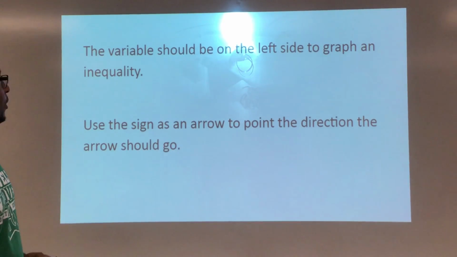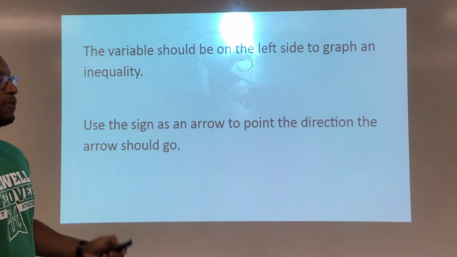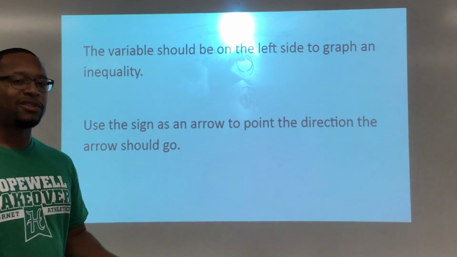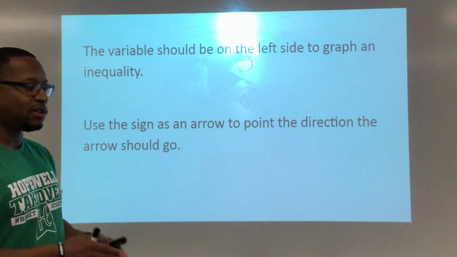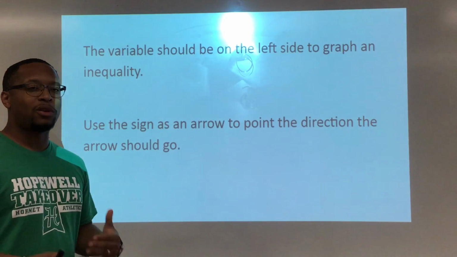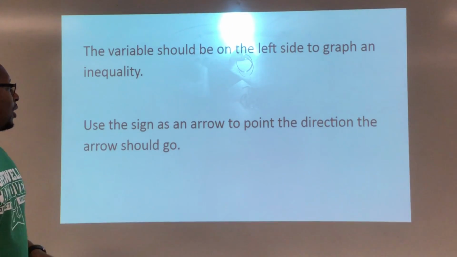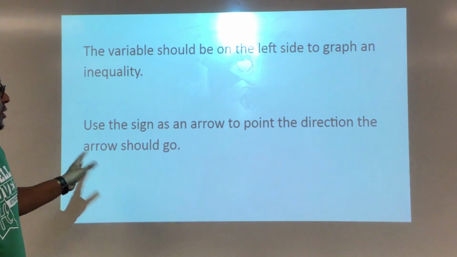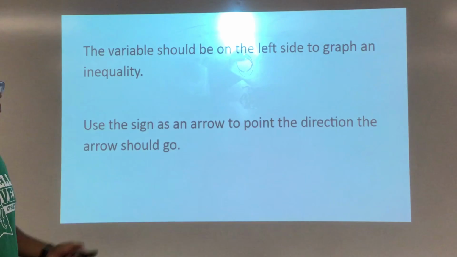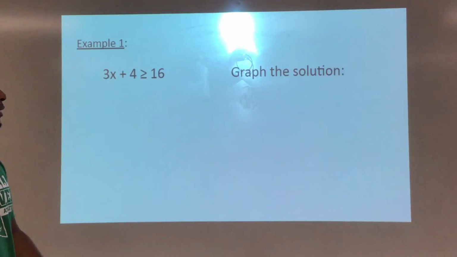Another couple of notes. The variable, again, should be on the left side to graph the inequality. Not 100% mandatory as you move into your higher level maths, but since this is the intro to inequalities, it's something that we want to do as a best practice while we're learning inequalities. You also, as I already mentioned, use the sign as an arrow to point the direction that your arrow should go. Covered that in the previous slide, but for emphasis sake, we put it here also.